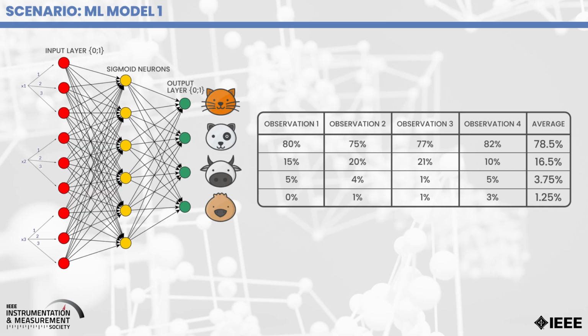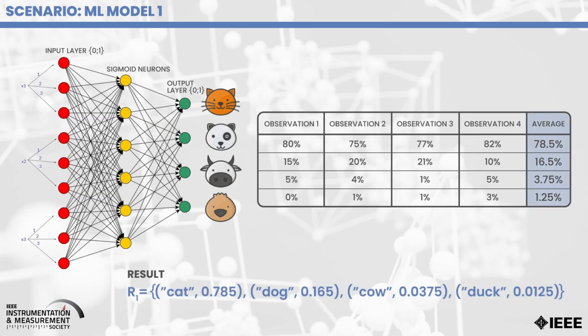And then we use Monte Carlo to generate the second observation, third observation, and fourth observation. So each time the percentages vary. And then we take the average here. And the result is that probably it's a cat, because that has the highest percentage, 78.5%. 16.5% that it could be a dog, 3.75% that it could be a cow, and 1.25% that it could be a duck. So that's our model 1. And you can see that it has not eliminated any of the classes. So please keep that in mind. We will get back to that later.